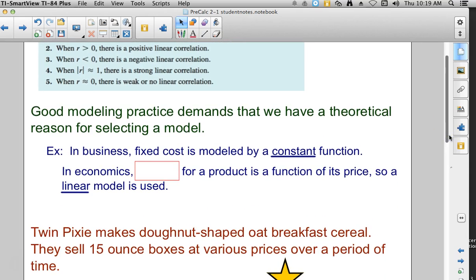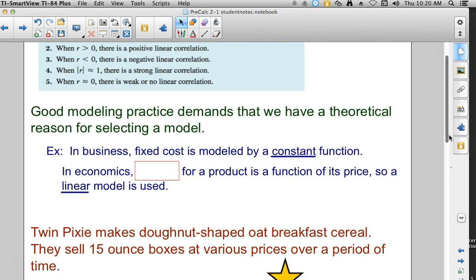So, good modeling practice depends on having a theoretical reason for selecting a model. And this is what I had mentioned about that last notes packet, where it said applications and it gave us different situations that we know we should use linear for, we should use quadratic for, we should use cubic for.